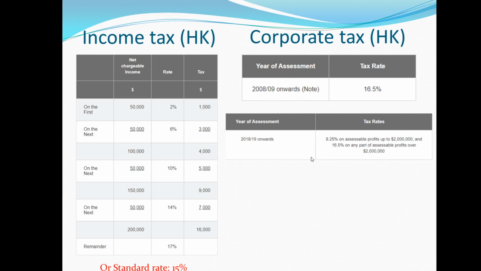Once again, if I have a company and you are the accountant, which one would you recommend me to use? Which one? The new one. Obviously, the new one, because I get a buffer right here up to $2 million at 8.25%, and then after I pass that limit, I'm just going to pay the same rate as the one above.